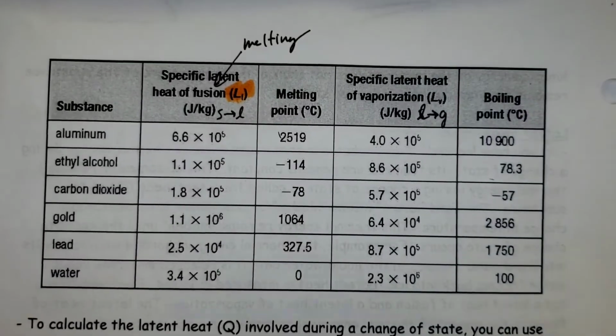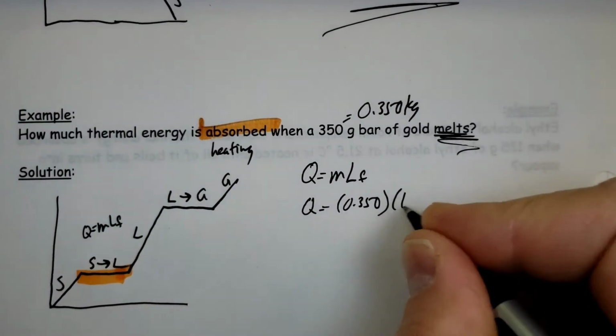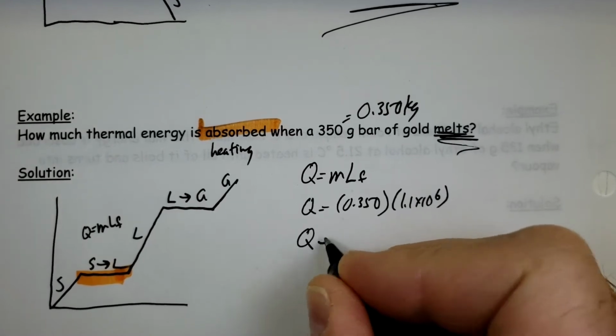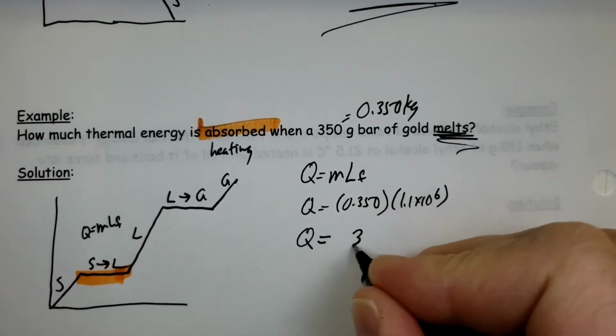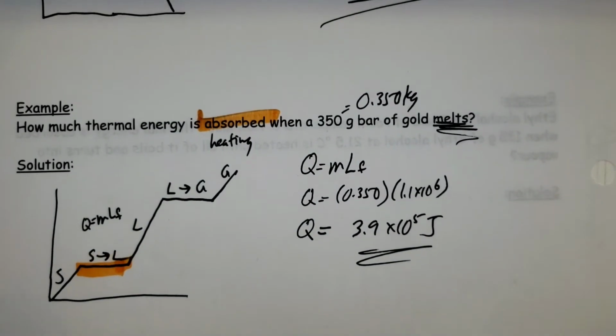So if we look at gold, latent heat of fusion, gold, 1.1 times 10 to the 6. So that's going to give us 3.9 times 10 to the 5 joules. Easy, easy.